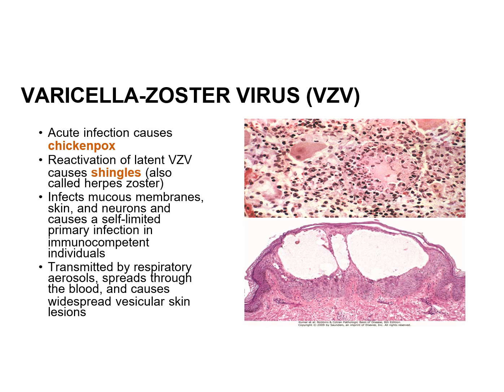VZV initially infects the mucous membranes and skin, spreads through the bloodstream, and then produces widespread vesicular skin lesions. These vesicles are filled with virus-infected epithelial cells. Now here's the important part, and this is where VZV starts acting like a bad house guest.